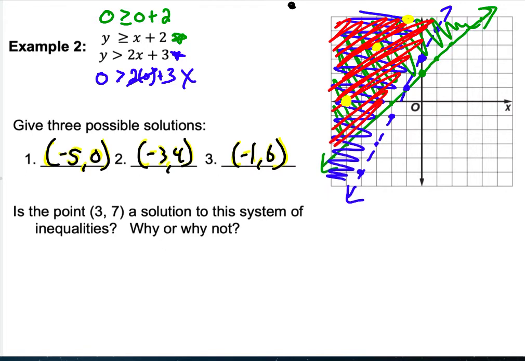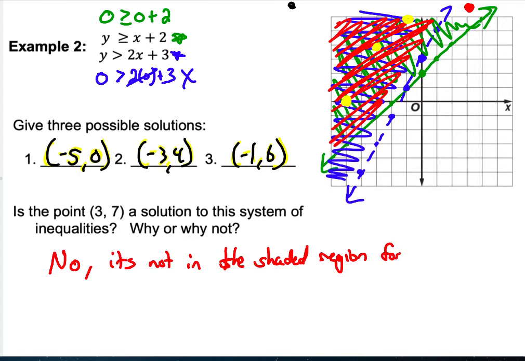Now we want to check the point 3, 7. So +3, +7. That's going to be just above my graph up here, this red point. Clearly that's in the green shaded region, but it's not in the blue shaded region. So this one is going to be a no. It's not in the shaded region for both inequalities. Or you could say it like we did the previous one. It's not a solution to both inequalities.